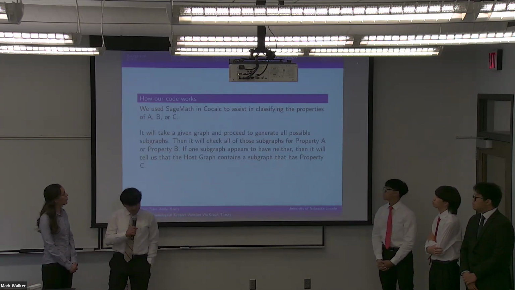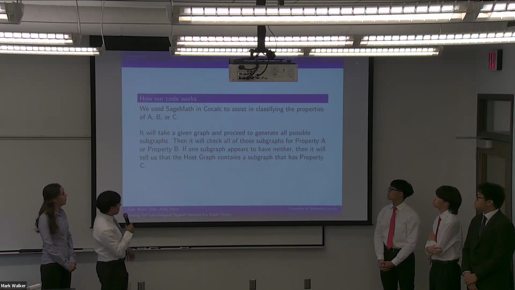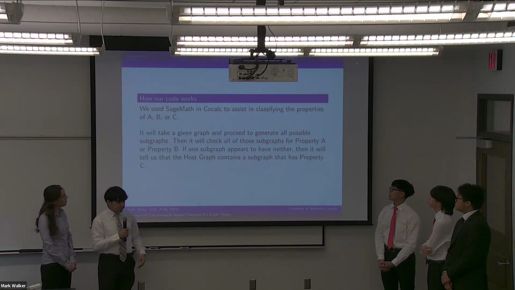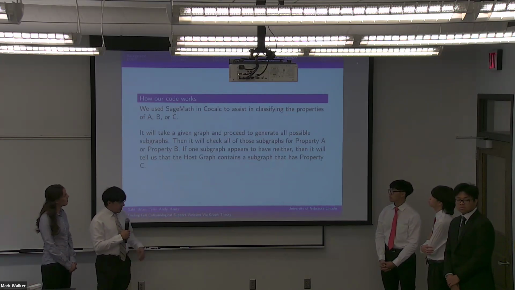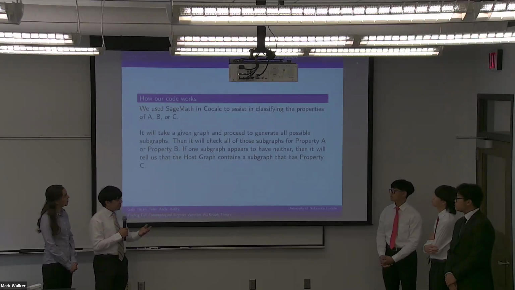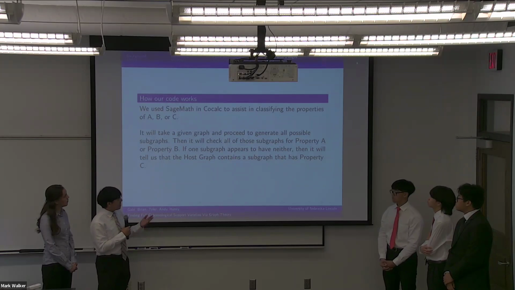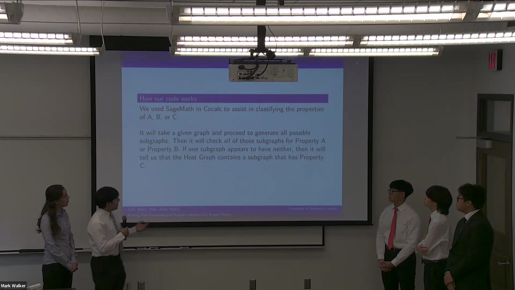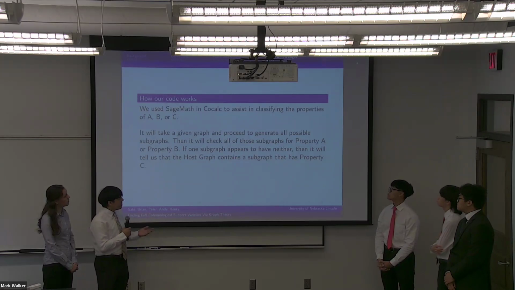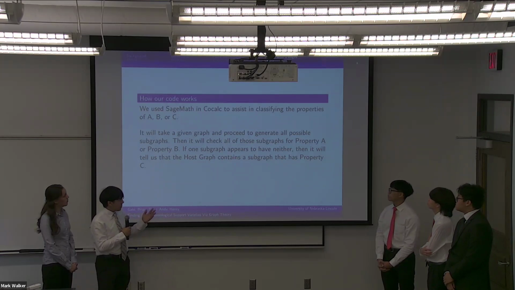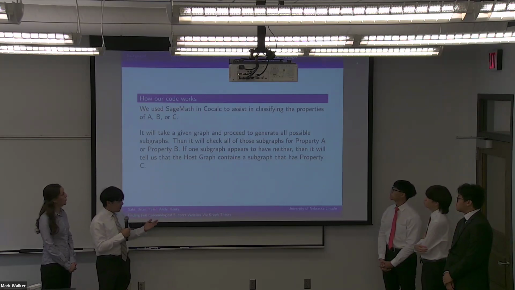So how does our code work exactly? We use SageMath and CoCalc to classify the properties A, B, or C. It basically takes a given graph and generates every single subgraph, all possible subgraphs. Then afterwards, it checks for either property A or B. And if one of the subgraphs appears to have neither of those properties, then it will tell us that the host graph does contain a subgraph that has property C.